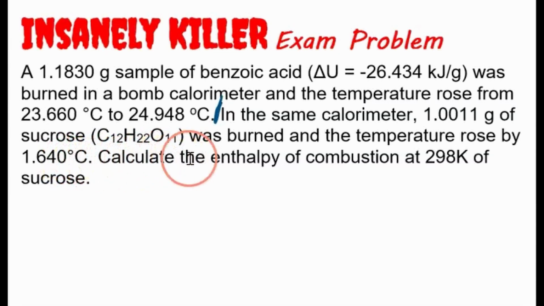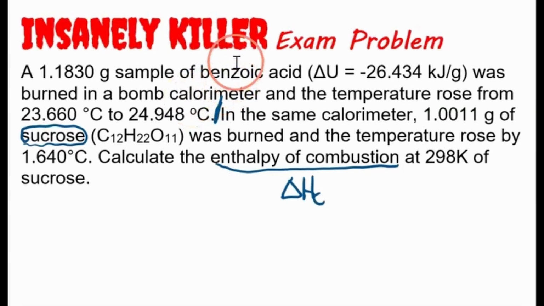Okay, so we're asked to calculate the enthalpy of combustion, the change in enthalpy of combustion at 298 Kelvin of sucrose. So we want to know it of this one right here. Now, one thing that's missing, and we need to make note of that, is that there's no heat capacity of the calorimeter given. We don't know what that is. So we can't really solve this problem, find out what the change in enthalpy of combustion is, without knowing what the heat capacity of the calorimeter is.